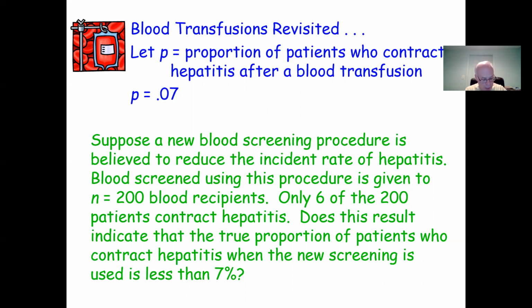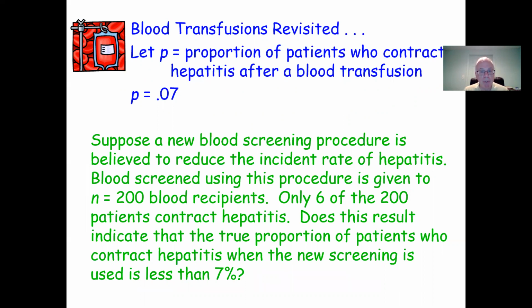Let's look at this example, and then I'm going to show you the homework, because I want to show you how to apply everything that I talked about today. So once again, this is the proportion of patients who contract hepatitis. This is the population estimate, 0.07. So now we're going to do an actual survey.